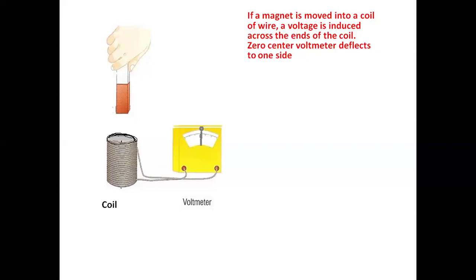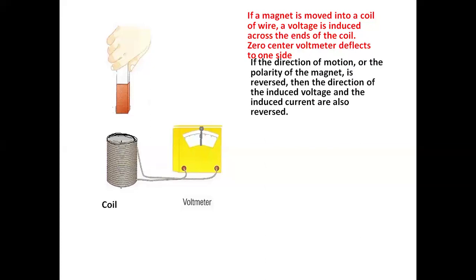And this is a momentary deflection, because when the magnet stops moving, the flux of the magnet through the coil is constant, so no EMF is induced. That is why the galvanometer or voltmeter will show zero deflection. So as long as the magnet keeps on moving, the galvanometer or voltmeter will show the deflection to one side.